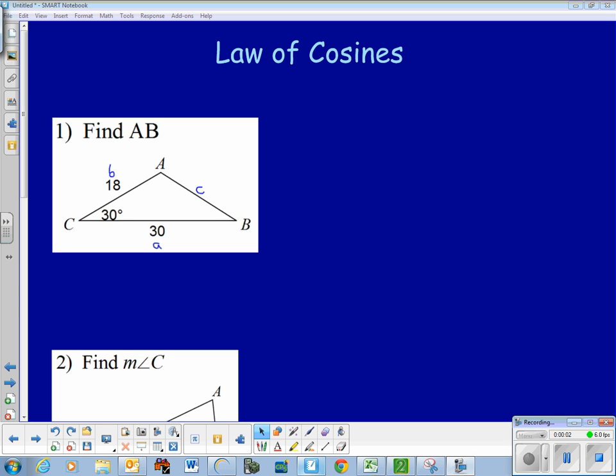Law of cosines is a very, very important law. It is a formula that lets you solve triangles, which means find all missing parts, missing sides and angles, and they don't have to be right triangles, which is new. We've done some trig, but we've always had right triangles. This is going to completely expand the world of triangles that you can solve.